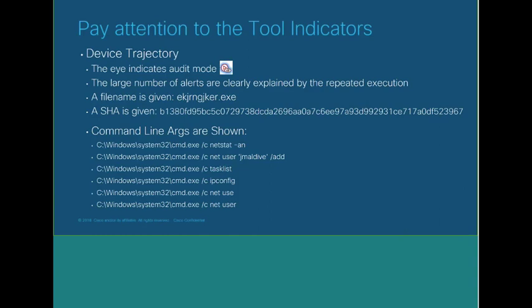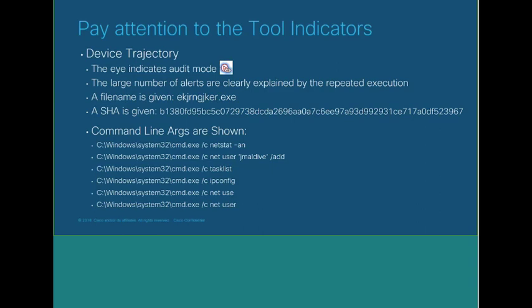And so the large number of alerts is because of the repeated execution of this file, which I'm not going to try to pronounce, obviously. But now you can see you have a file name, you have a hash, you know it only happened on one machine, and you know it happened over and over again. You get the list of command line arguments. What is this thing doing?